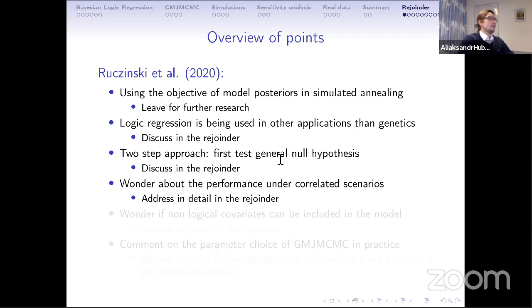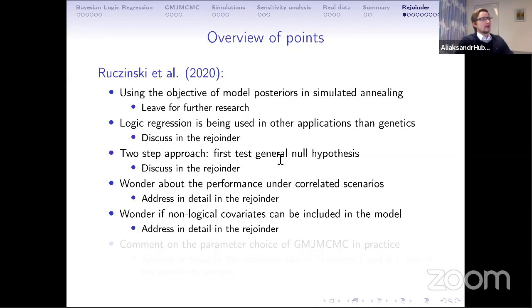Ruchinsky and his colleagues also wonder about the performance under the correlated scenarios. And I've already mentioned today that even though in the simulation scenarios we addressed in our original paper, we had marginally independent predictors, already two-way interactions and three-way interactions and even four-way interactions would be extremely correlated. So the algorithm is actually dealing with the correlated data very well. And by the way, it's not allowing any tautologies. And we clearly have written that in the paper, but today we're going to provide several additional examples on the correlated scenarios.